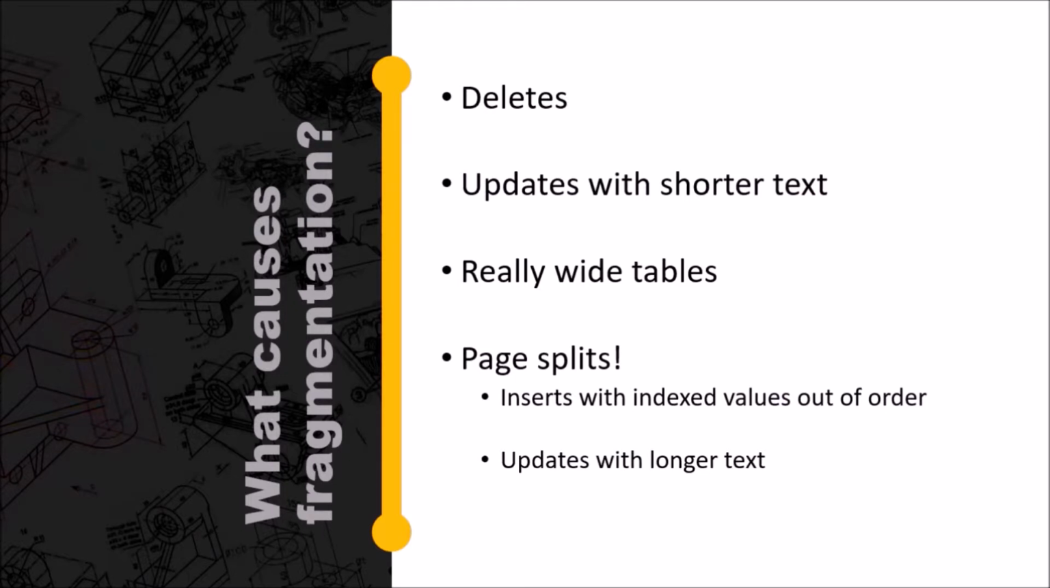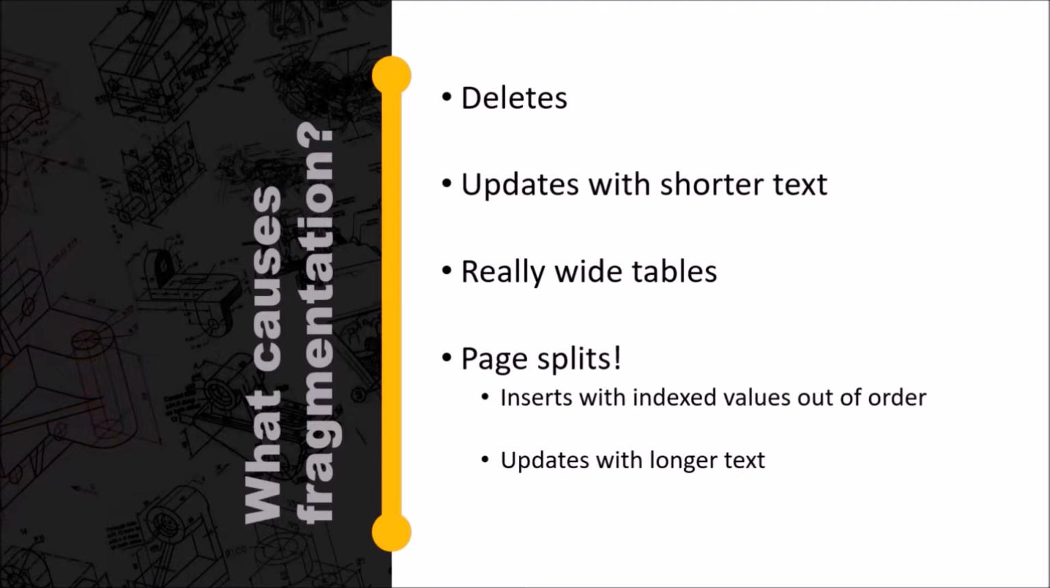So what causes fragmentation? Well, if there's any space left in the page, if it's not completely full, then it's considered fragmented. So if you delete a row, then you're leaving space. If you update a row with a shorter text, that also leaves some space. If you have really wide tables, then a single row could potentially take up more than one page, and I definitely recommend against that. And finally, the most important part here is page splits.